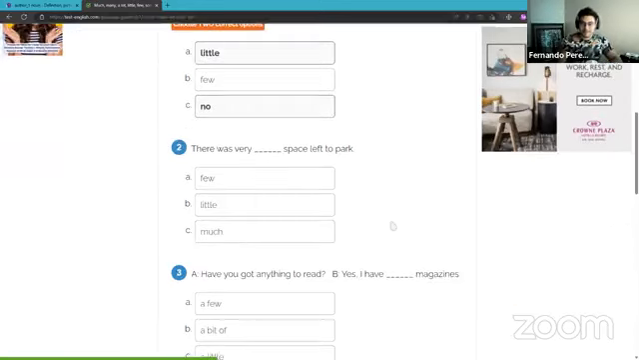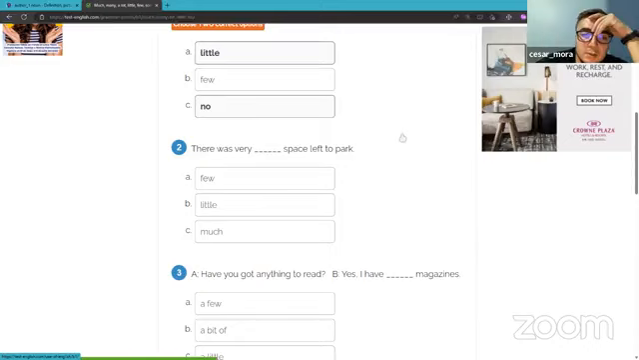Good. Number two. Two options? In this case, only one. There was very little space left to park.